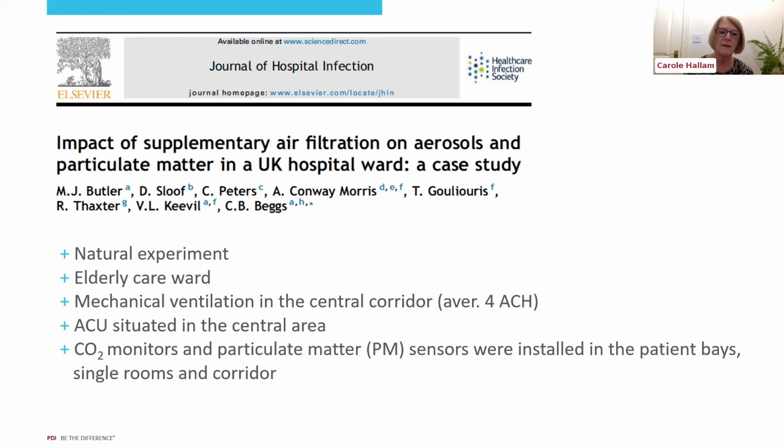They had mechanical ventilation in the central corridor. And they situated the air cleaning unit. I think different papers talk about air cleaning, air purification, air disinfection units. I'm going to lump them all together at the moment. So this was an air cleaning unit. And then what they did was they monitored the CO2 and they monitored particle matter by putting sensors into the patient bays, the single room and corridor.